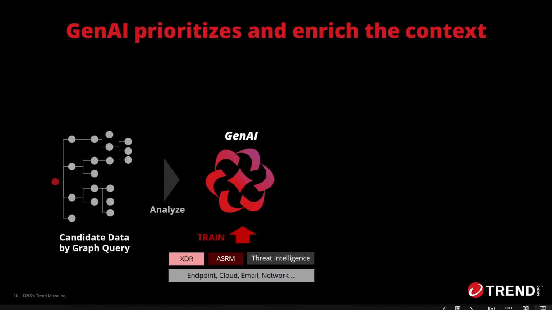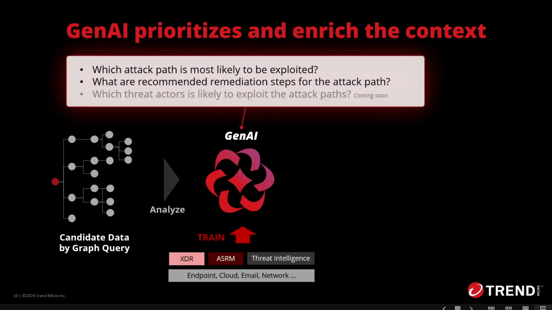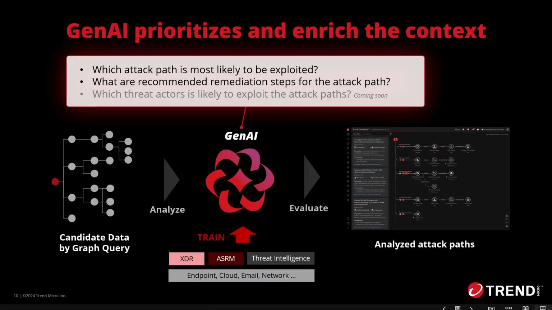Okay, and we trained this AI to understand the threats, the tactics and techniques, how the vulnerability could be exploited, and to showcase the path. So with the help of AI, we will tell you what the attack path could be and what remediation steps you have to take. Once you identify the path, you see what threat actors might exploit your attack path. Once you analyze it, you will evaluate it to showcase the attack path.